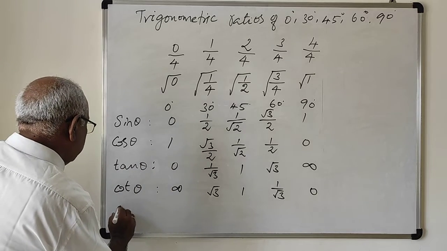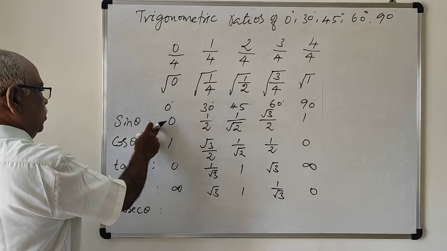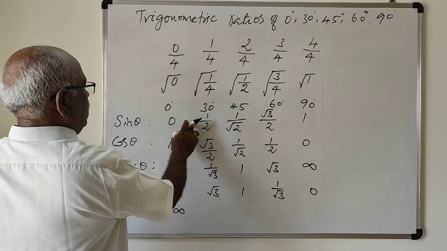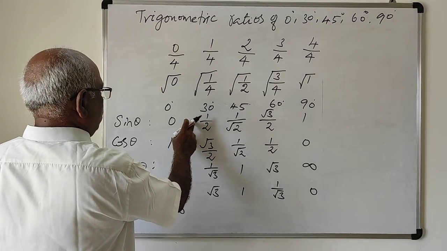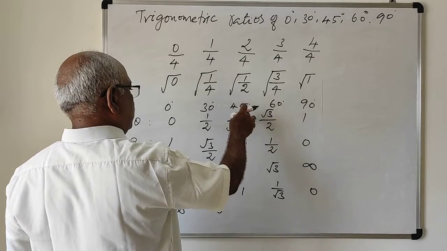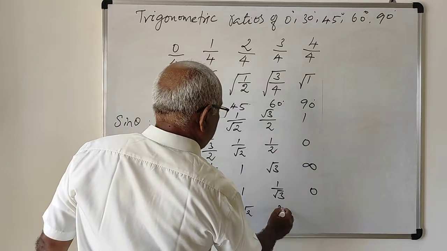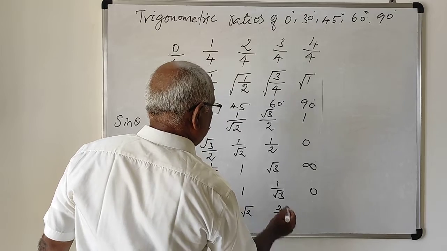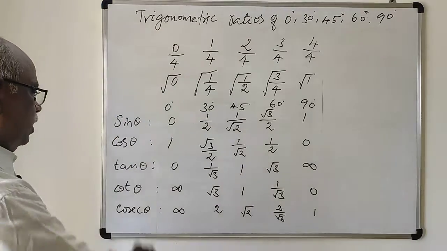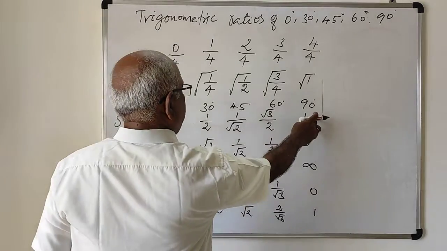And cosecant, you can say immediately, cosecant is reciprocal of sine. Cosecant 0 is 1 by 0. Cosecant 30 is 1 by sine 30, that is 2. Cosecant 45 is reciprocal of sin 45, that is root 2, 1 by root 2 is root 2. And this is 2 by root 3, because cosecant 60 is reciprocal of sin 60. And reciprocal of 1 is 1. Cosecant 90 is 1 by sin 90, that is 1.